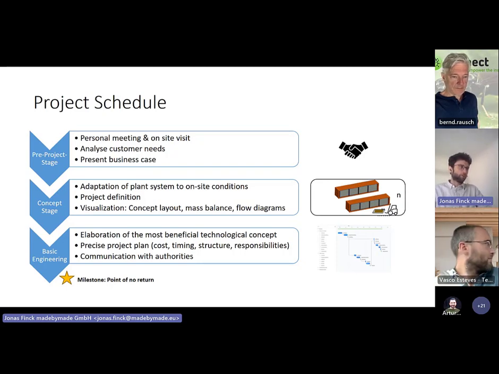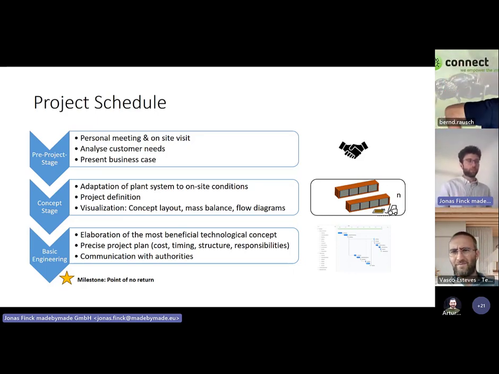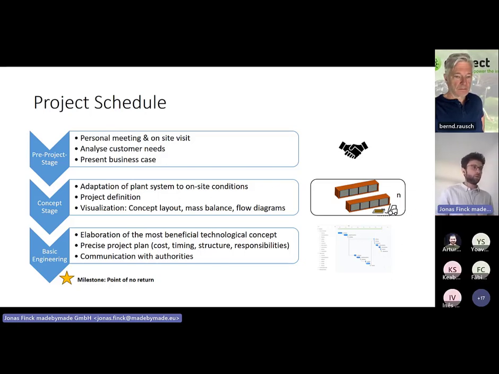Develop the flow diagrams, etc. Finding the beneficial technology concept, as I said, and then you can start with the precise project plan. And with the precise project plan, this is also when we started with the timing. So when we said, okay, this is a good timing for the entire project, which is, I think, very important for a successful project, and also define the responsibilities.